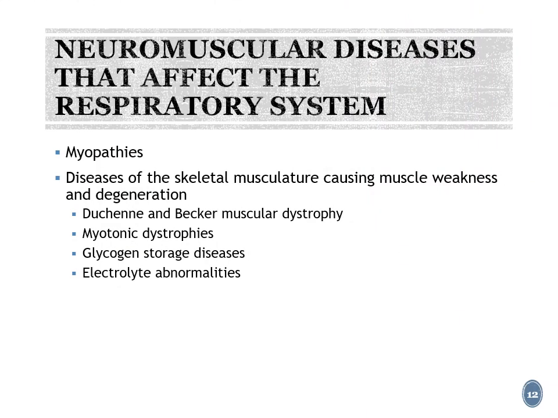Let's talk about myopathies. Myopathies are diseases of the skeletal musculature causing muscle weakness and degeneration. Myopathies are caused by inherited genetic defects and also by inflammatory, endocrine, and metabolic disorders. We'll start with Duchenne and Becker muscular dystrophy. The muscular dystrophies are a group of genetic disorders with multi-system symptoms, including cardiac, respiratory, gut, endocrine, and nervous system.